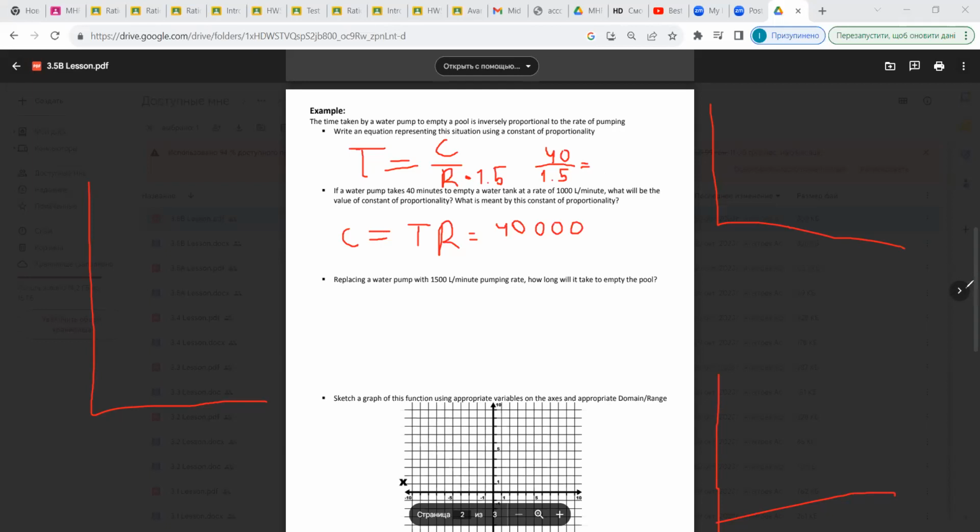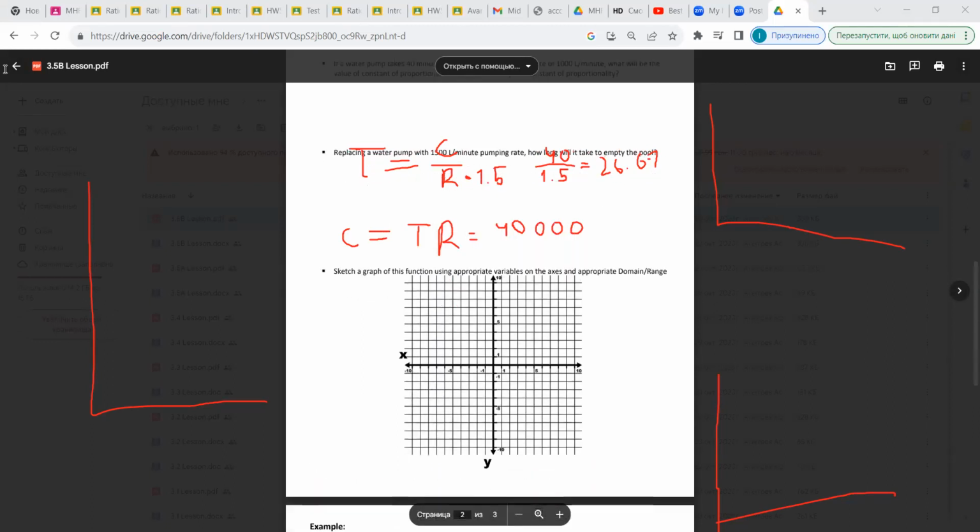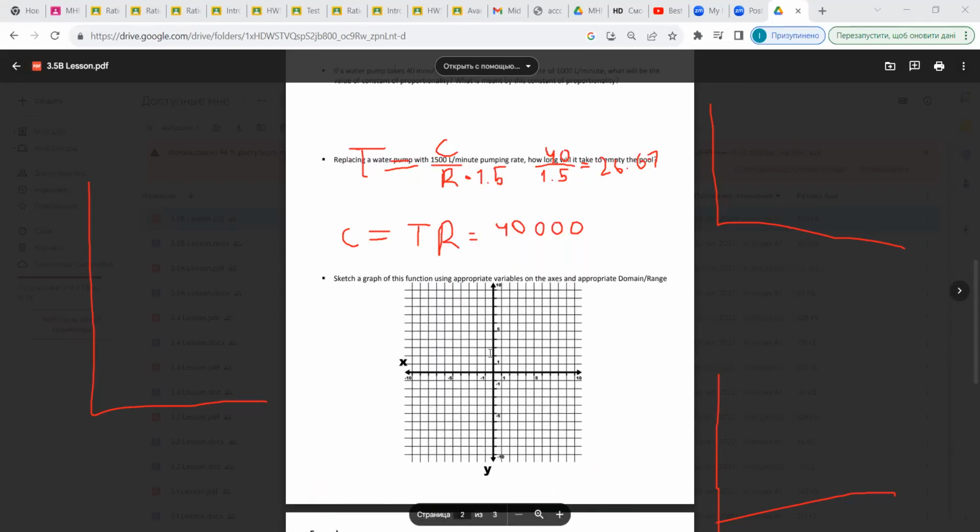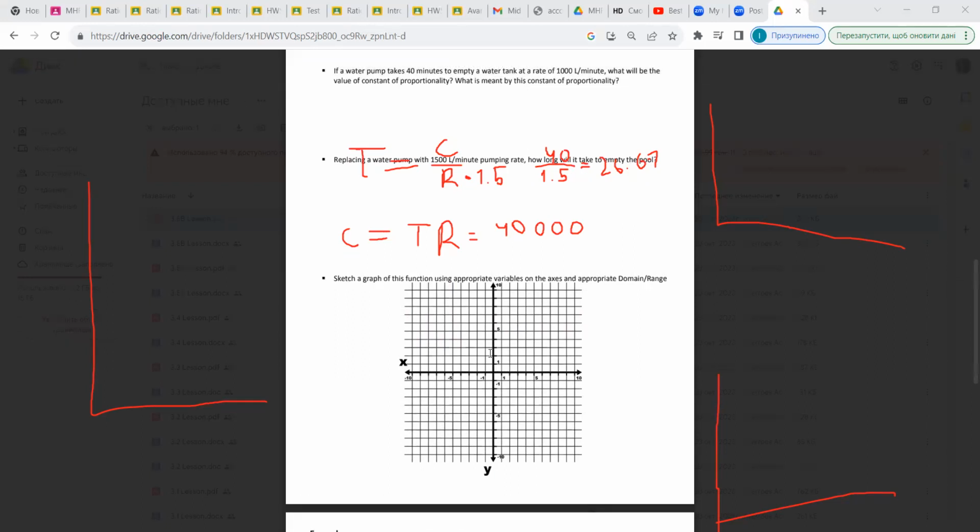Or what else could we do? We could divide 40,000 by 1,500. Yeah, 26.6 and yeah, many in period. So 26.67. And finally, we have to sketch the graph of this function using appropriate variables on the axes and appropriate domain and range. Well, what can we tell about domain and range for this function? I would say it's exactly this. It should be similar to what we did just before, right?